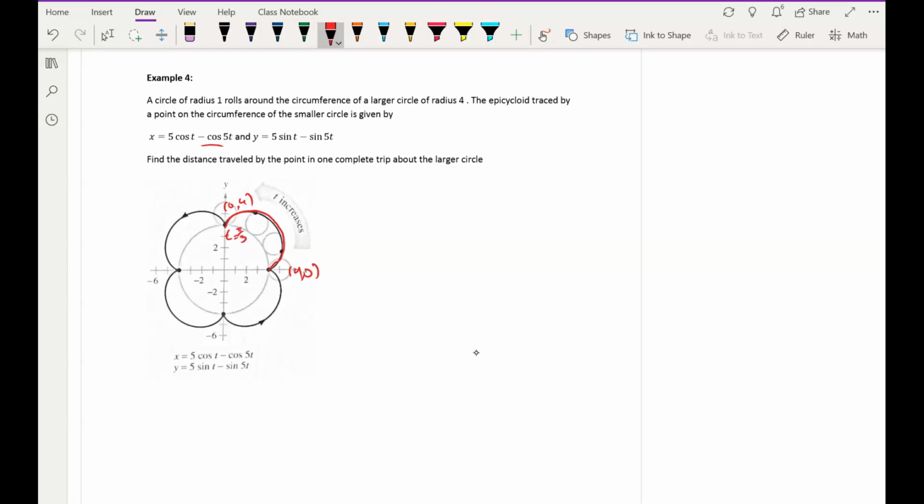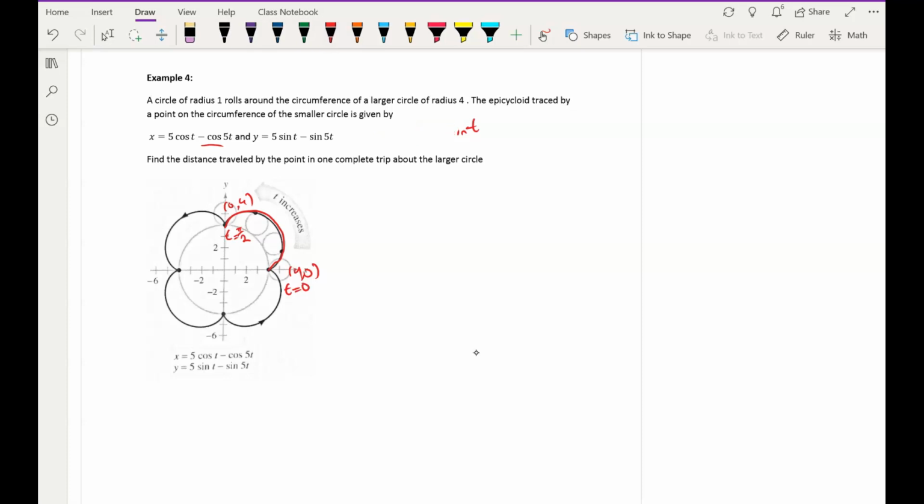T equals, or not pi over 3, it should be pi over 2. Sorry, thinking about the next problem. Pi over 2. And you could plug in 4 for x again and solve that again, or it'd be easier if you plug in 0 for y. Essentially, if you plug in 0 for y, you're asking the question, where is sine of 5t equal to 5 sine of t? And that's going to be true when t equals 0.